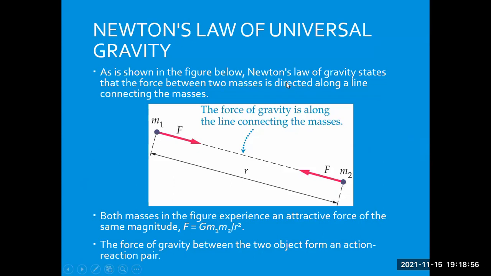Then, as shown in the figure below, Newton's law of gravity states that the force between two masses is directed along a line joining the masses. Both masses in the figure experience an attractive force of the same magnitude. Sabi nga natin kanina, kung gaano kalayo mo siya binato, gano'n din kalayo yung bagsak niya. So the force of gravity between two objects forms an action-reaction pair.